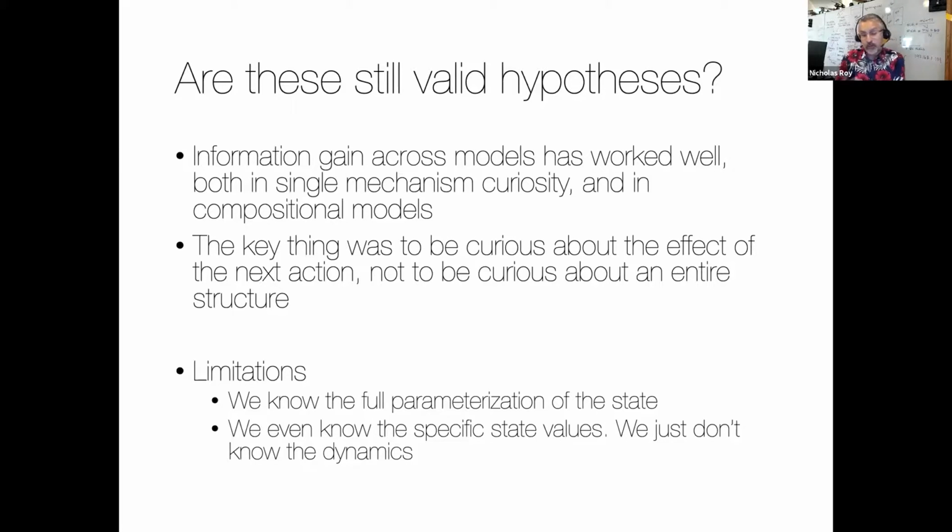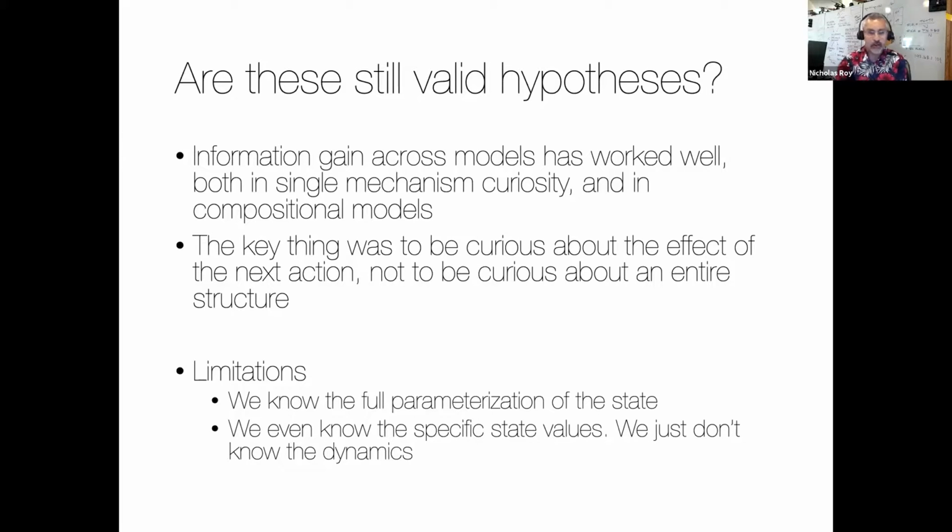Limitations: we're assuming full observability. We know the full parameterization of the state. We even know the specific state values. We just don't know the dynamics. And so future work that we're carrying out is, can we do this in a partially observable state? Can we learn the latent representation of the center of mass, for instance? The answer seems to be yes, and we're pushing hard to get those results together as well.